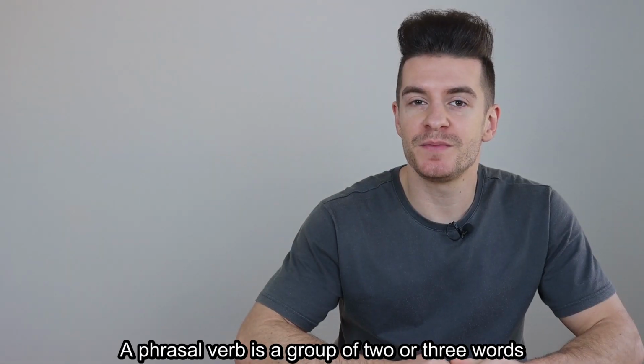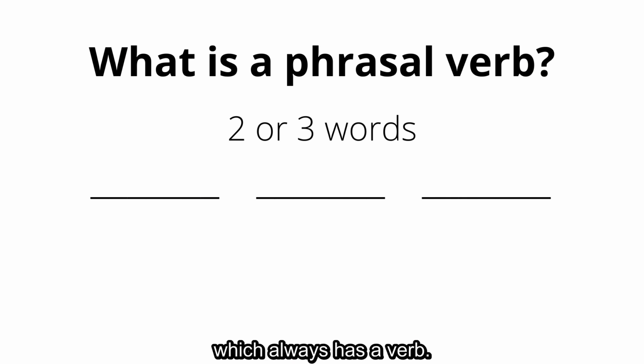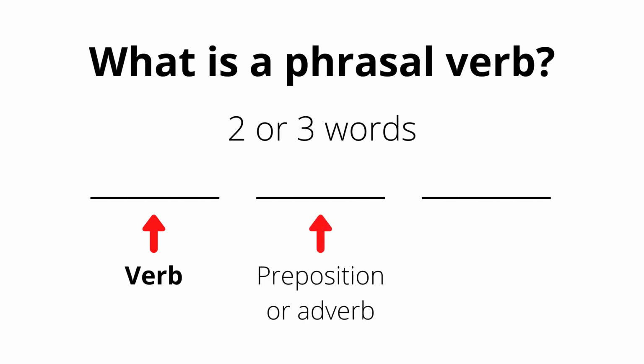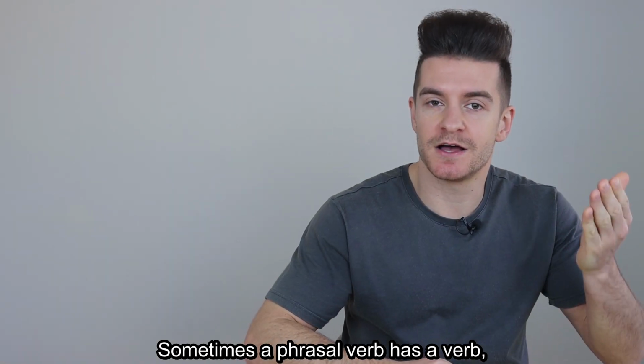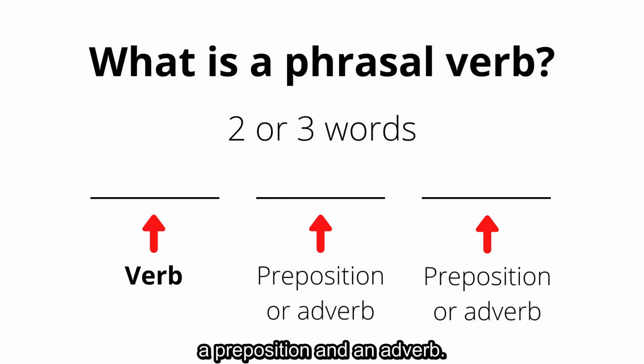A phrasal verb is a group of 2 or 3 words which always has a verb. A phrasal verb also has a preposition or an adverb. Sometimes a phrasal verb has a verb, a preposition, and an adverb.